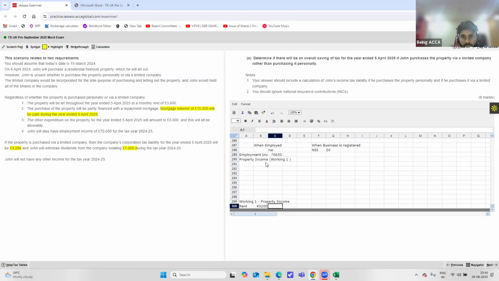Less allowable expenses. How much are your allowable expenses? 5,600. Mortgage, you should show it as zero here. If you show it as zero here, you will be getting 0.5 marks for this point.